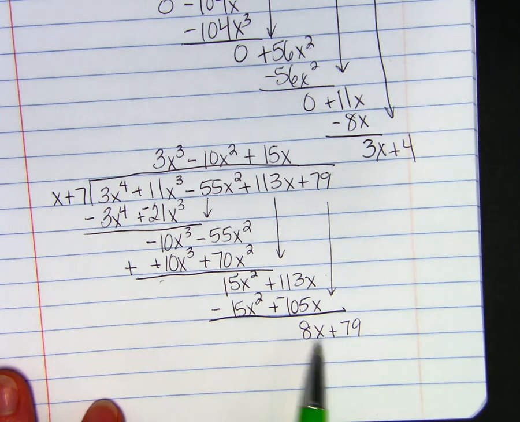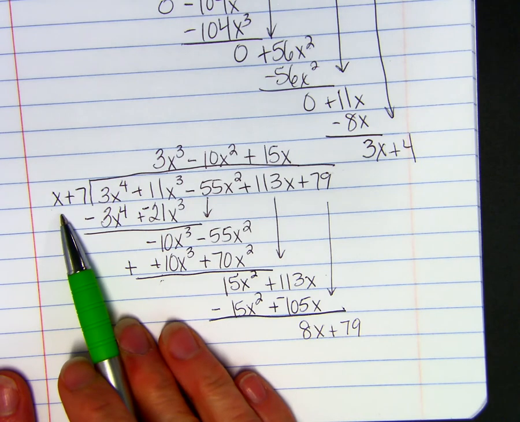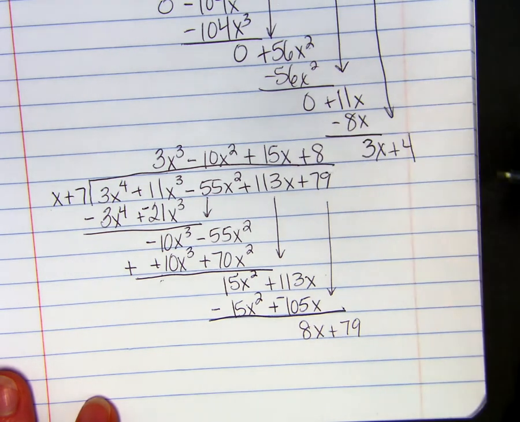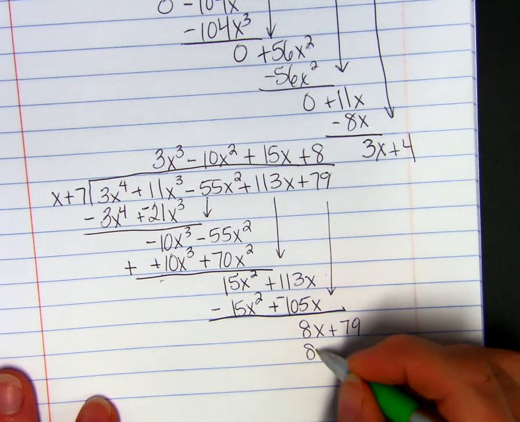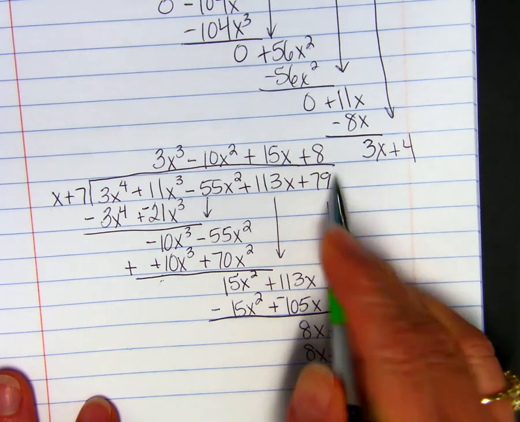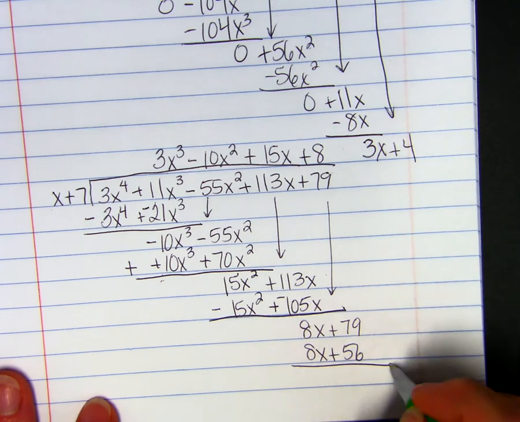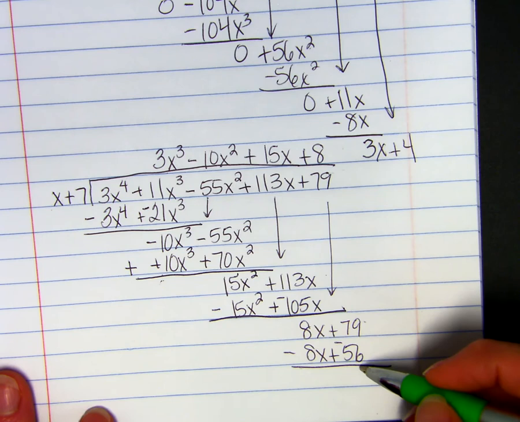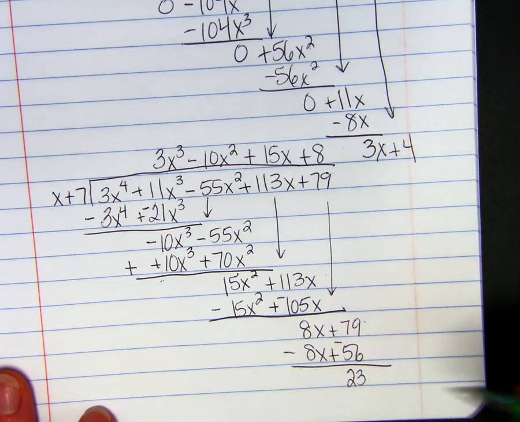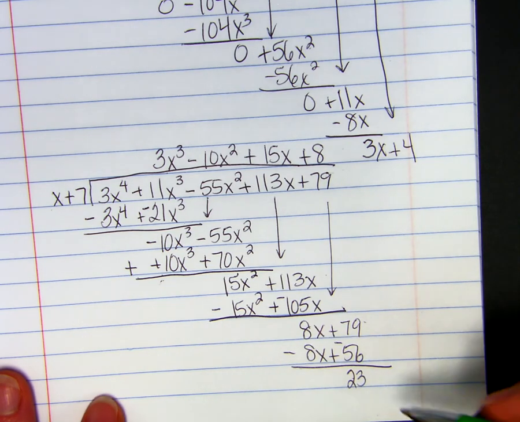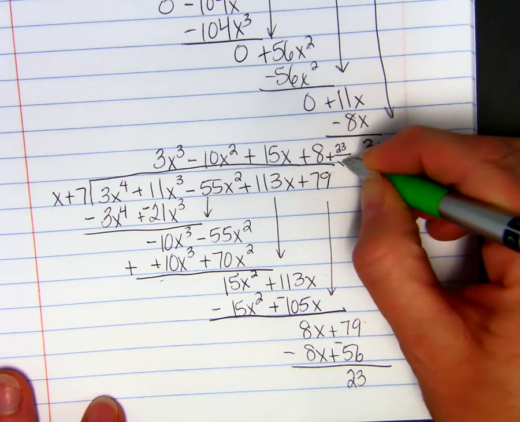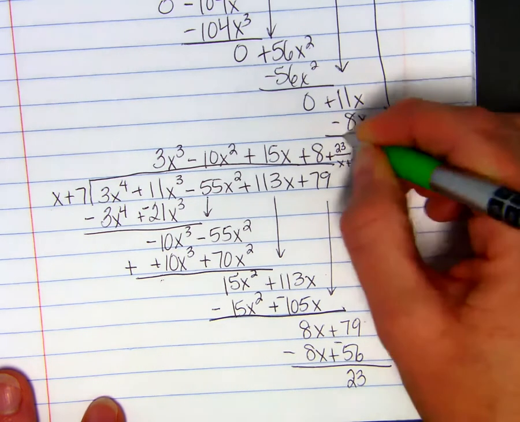Then you divide 8x by x, which is just 8. So we're going to do plus 8. And we have 8x plus 56. We had to distribute the 8 to both of those terms. Subtract. 79 minus 56 is 23. That's our remainder. So we put our remainder over the divisor. It's positive, so we do plus 23 over x plus 7.